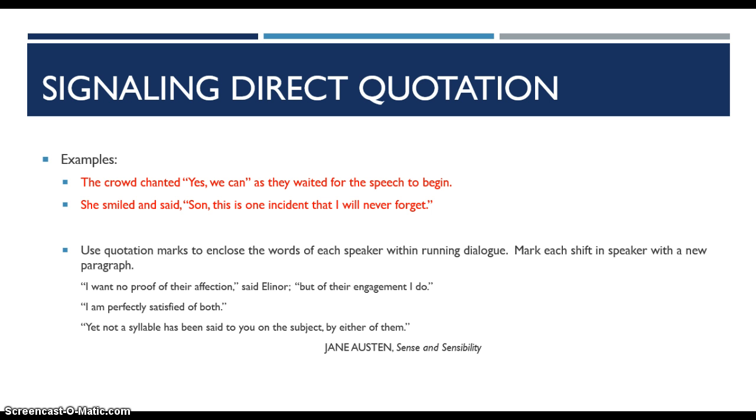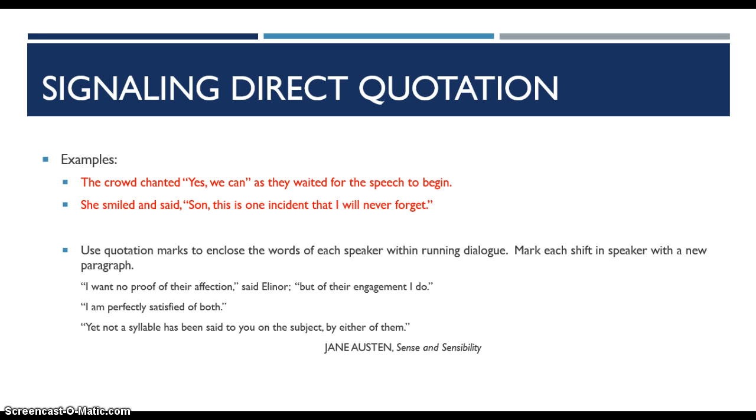You use quotation marks to enclose the words of each speaker within running dialogue. Running dialogue means there's more than one speaker and it's shifting back and forth. You mark each shift in speaker with a new paragraph. So let's look at this example from Jane Austen's Sense and Sensibility.